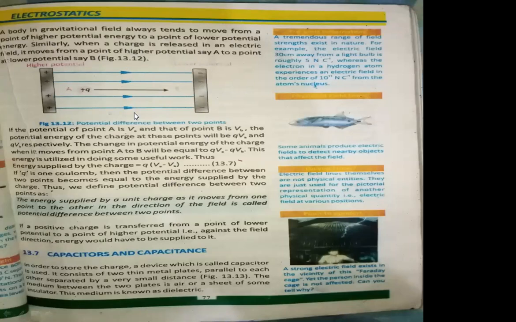So what will happen if you place this unit positive charge in an electric field? It moves from a higher potential to the lower potential. When a charge is released in an electric field, it moves from a point of higher potential, say point A, to point B, which is the lower potential.